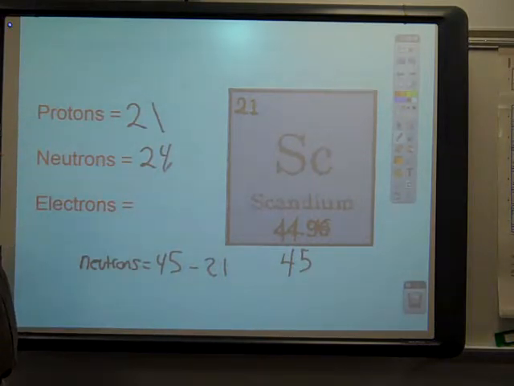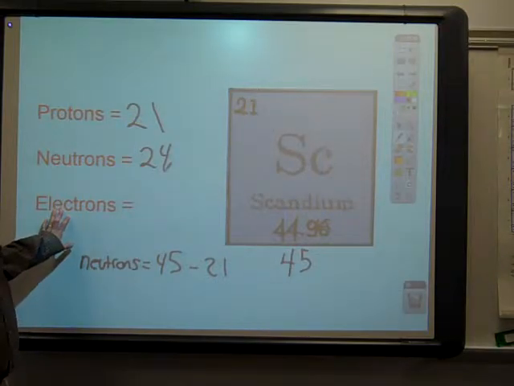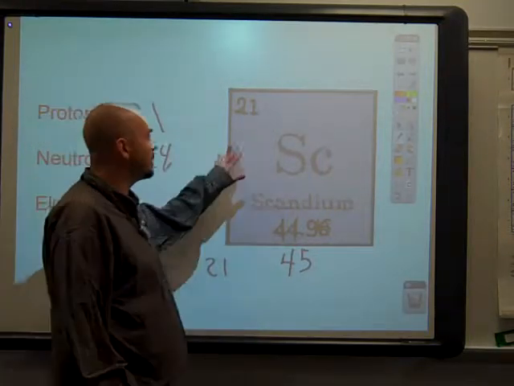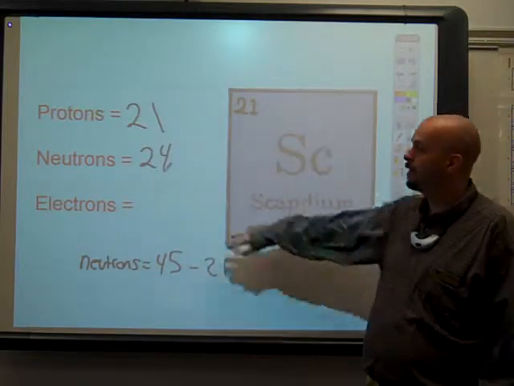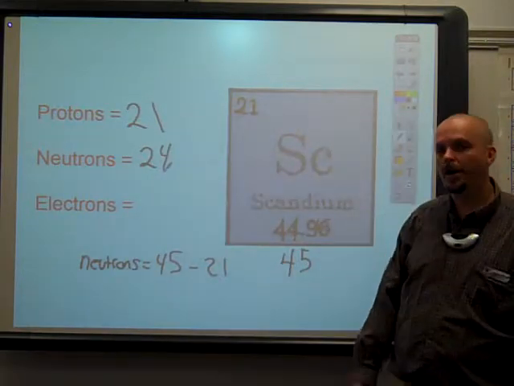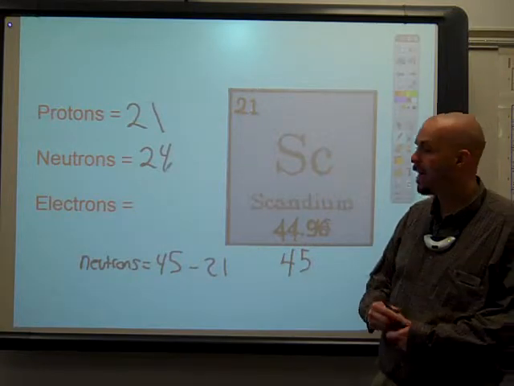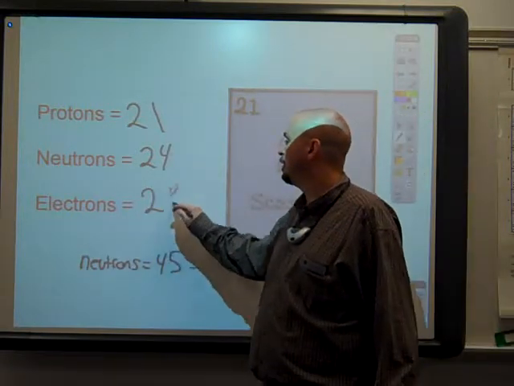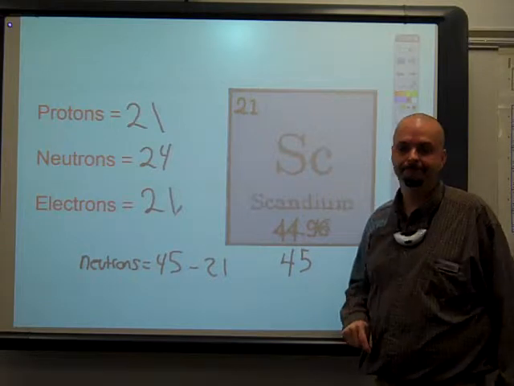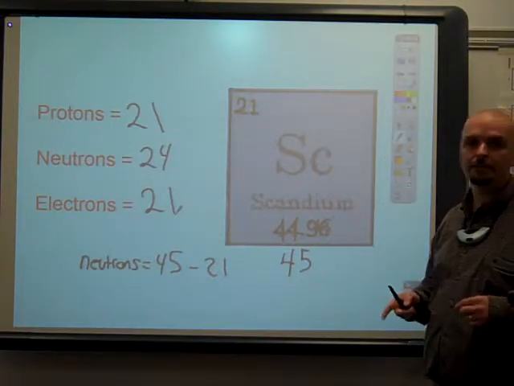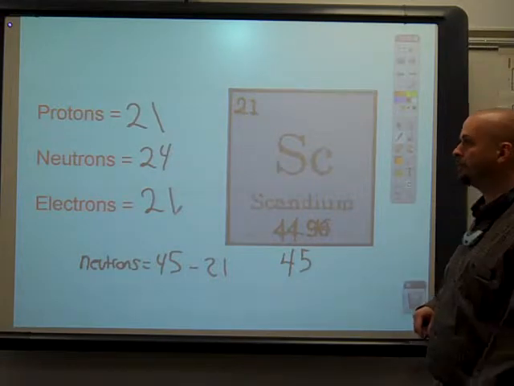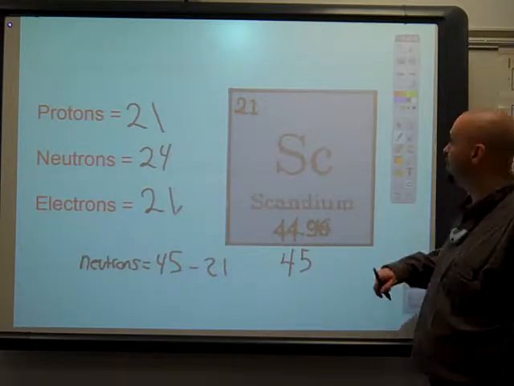neutrons. Finally, the electrons. To find the number of electrons in our atom, again, we look at the atomic number. The atomic number of scandium is 21. It has 21 protons. For our atom to be neutral, it must also have 21 electrons. And 21 positive charges, 21 negative charges will cancel each other out. The total charge will be 0.